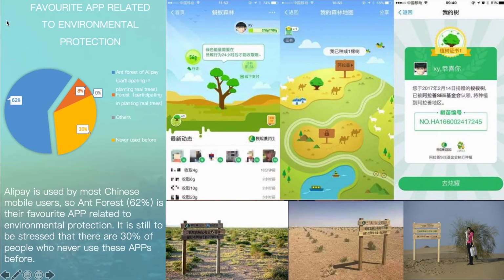According to our survey, we find that most people are very interested in climbing a real tree. Alipay is widely used in China. There is an interesting game called Ant Forest in Alipay. People can get energy by taking public transportation with Alipay. When the energy is accumulated to a certain extent, it can be exchanged for a real tree planted by Alibaba in Xinjiang.